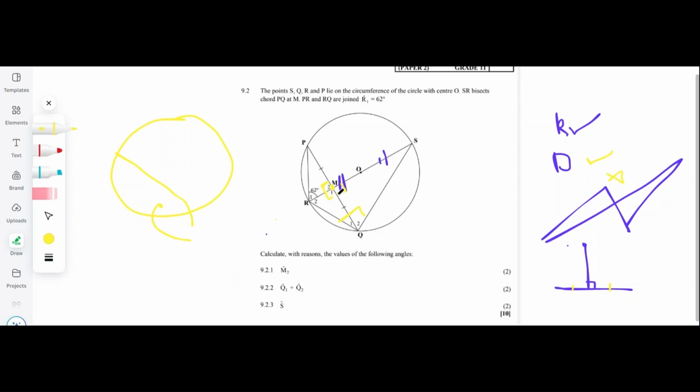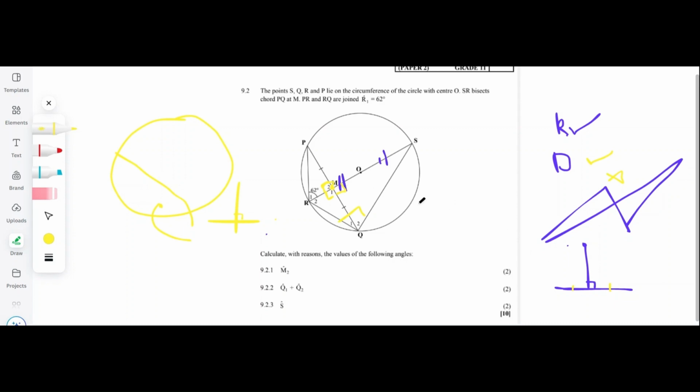This entire section is the intersection at which OM bisects and cuts through PQ, resulting in PQ being bisected. When a line bisects another line, it cuts it into two equal parts, and the line that cuts through it is perpendicular to the other line. So we know that M2 is 90 degrees, M1 is 90 degrees, and this part is also 90 degrees.